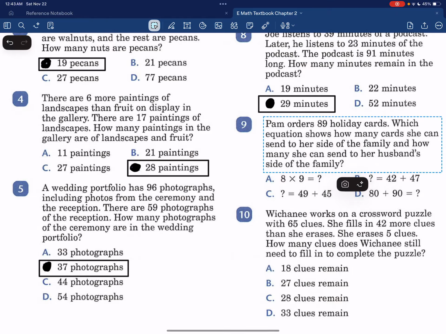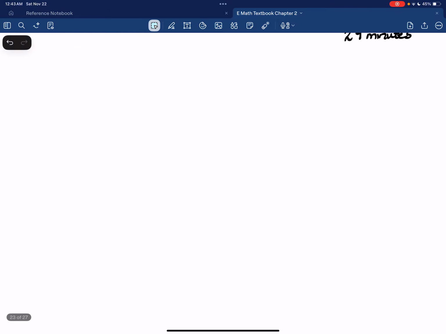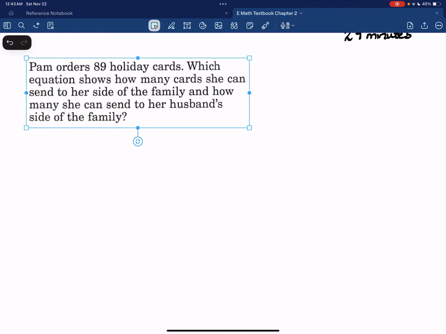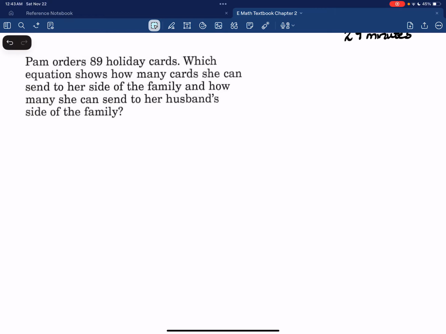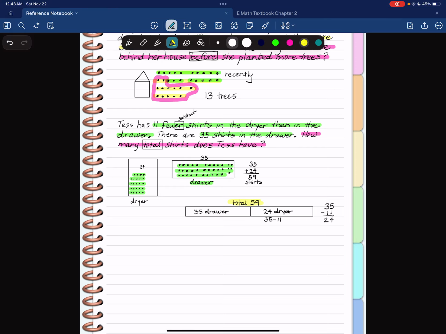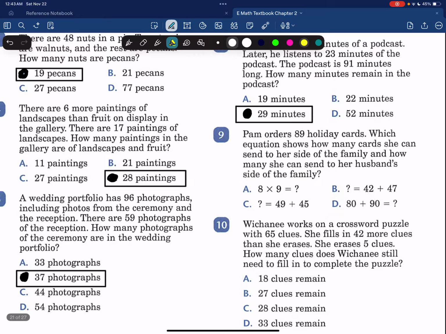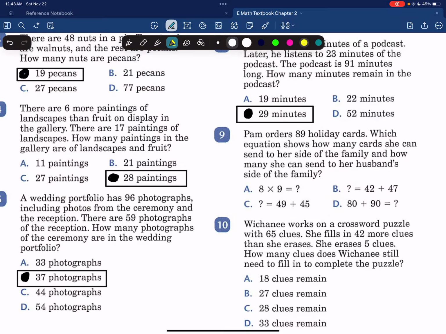And we're going to have to make an assumption here that each side of the family gets the same number of cards. Well, they can't get the same number of cards because the 89 is an odd number. But let's see what we can do here. 89 holiday cards. And actually, I think I'm just going to go back to the options because really I can't do anything. We need to see the equations that we have to choose from.